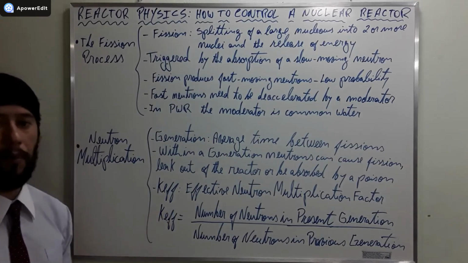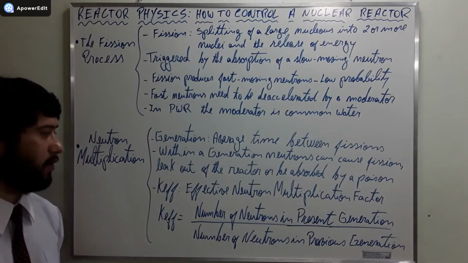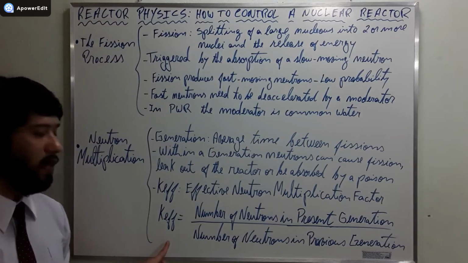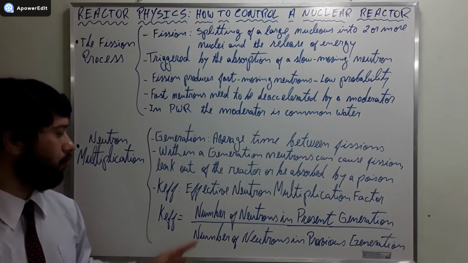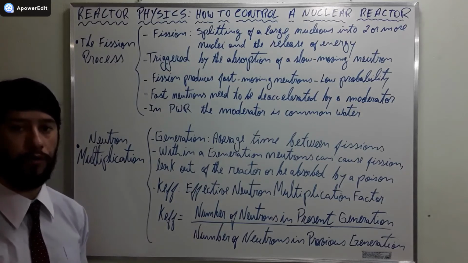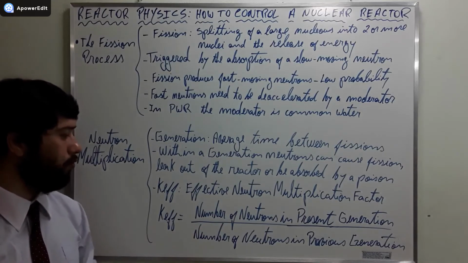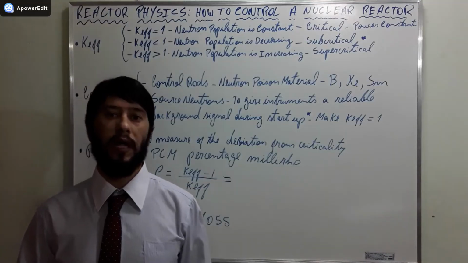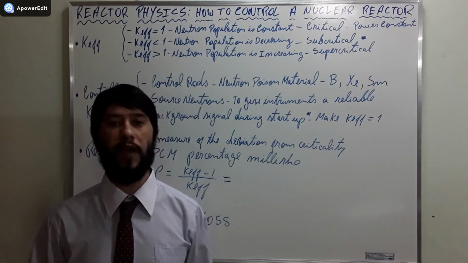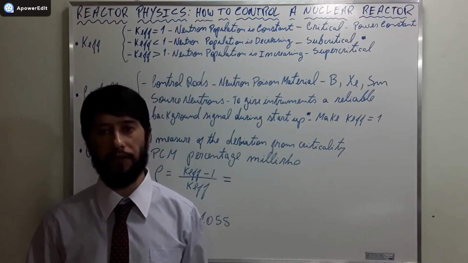Now let's talk about the effective neutron multiplication factor. K effective is equal to the division between the number of neutrons in the present generation by the number of neutrons in the previous generation. Let's consider the effective neutron multiplication factor, K effective.